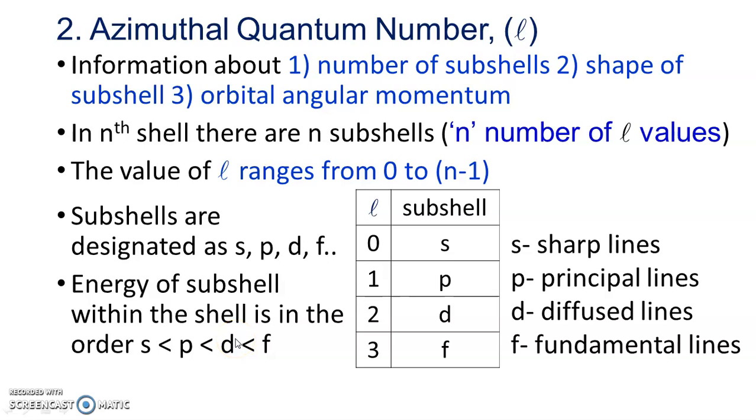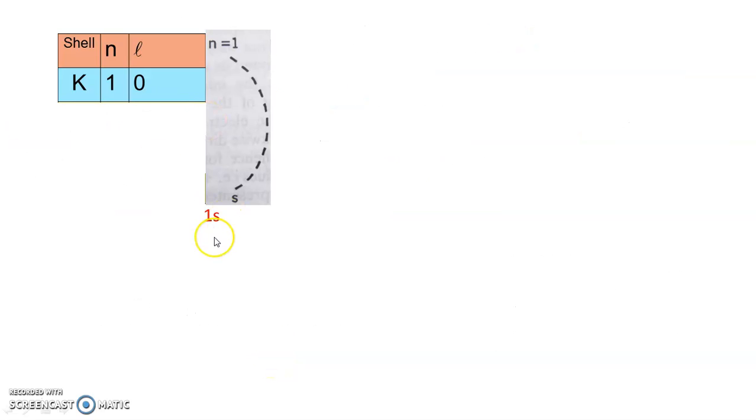Now, the energy of subshells within the given shell is in the order s. The s subshell has the least energy as compared to p, d and f, and energy increases in the order s, p, d and f. The f subshell has the highest energy within the particular shell. So this is about the meaning of the azimuthal quantum number.